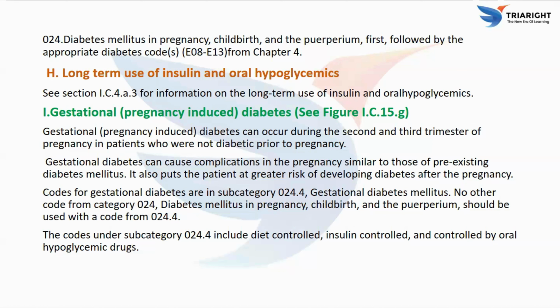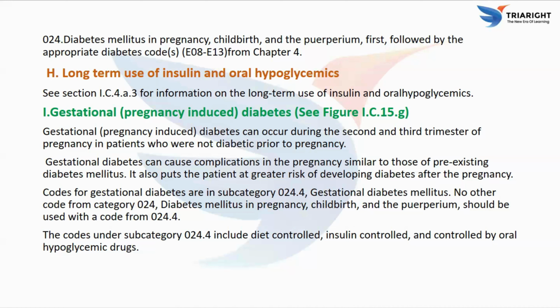So why is this important? Because gestational diabetes can cause complications such as a large baby, macrosomia, high blood pressure, a need for C-section, and risk of newborn low blood sugar. It also increases the mother's chance of developing type 2 diabetes later in life. Now, how would you code gestational diabetes? Use only codes from the O24.4 category. These codes represent gestational diabetes mellitus. You cannot mix O24.4 codes with any other diabetes codes from the O24 category.